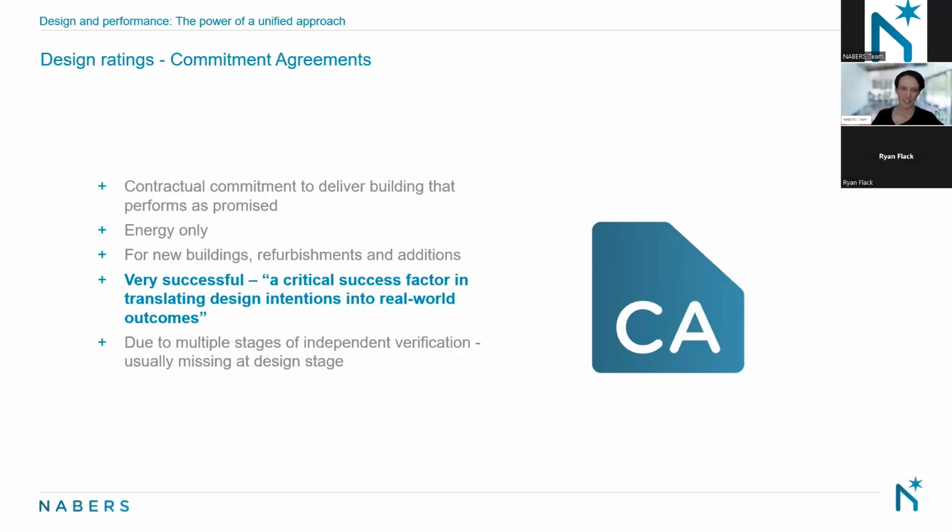Great quote from the Green Building Council report: they were a critical success factor in translating design intentions into real-world outcomes. And to me, this is because there's multiple stages of independent verification. And like I said, energy modelling is really detailed. It's really quite technical, so it's really easy for a small mistake to have a big impact. So having an independent review of that before construction can start just means that any design issues, any energy modelling mistakes can be picked up and addressed before construction starts and before it becomes too expensive to fix. And obviously, of course, there's a performance rating once the building's built as well. So it's very obvious if the loop has been closed and the target's been met.